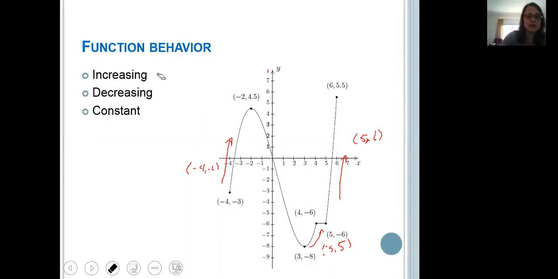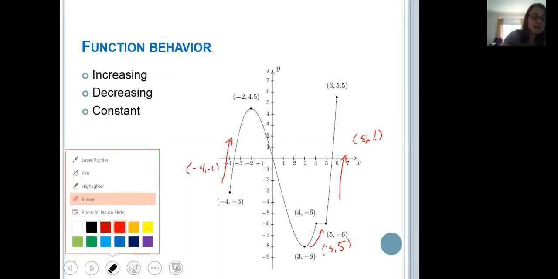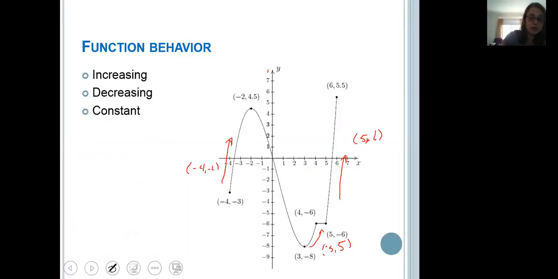What do you suppose decreasing means? It means exactly what you think it means. It means going downwards. So we're going down here from x bigger than -2 until x equals 3. But we've got a little spot right here where we're constant. And we're constant between x is 4 and x is 5. So increasing, decreasing, and constant are very intuitive. They mean exactly what you think they mean.